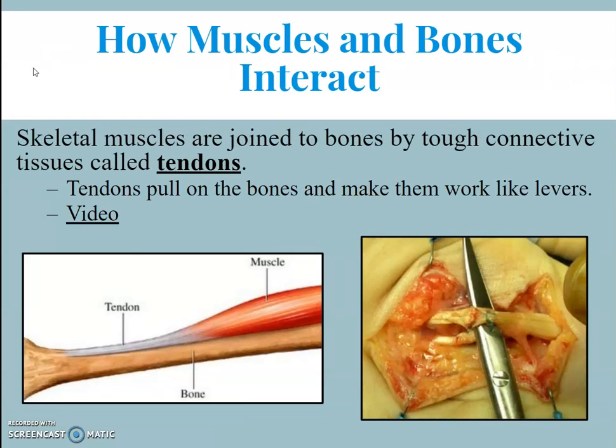So once again, we're not going to focus on the functions. We're going to talk about interactions. So how do muscles and bones interact? We know that skeletal muscles are joined to bones through connective tissue called tendons, so the muscle and bone are connected by tendons. Those tendons will pull on the bone to make them work like levers. And so you have your muscle. When your muscle contracts, it's going to pull on this tendon, which is ultimately going to pull on the bone to move.